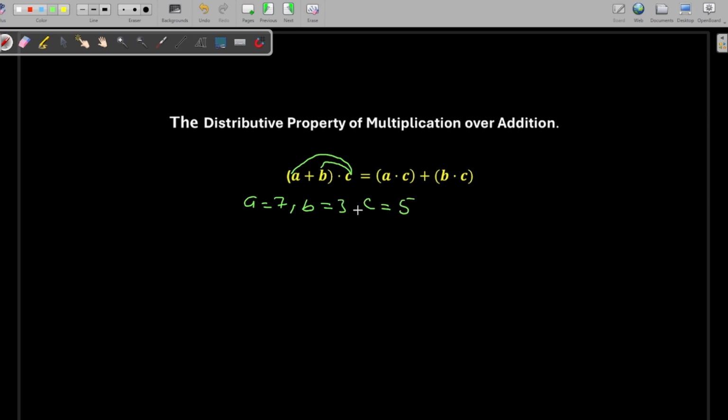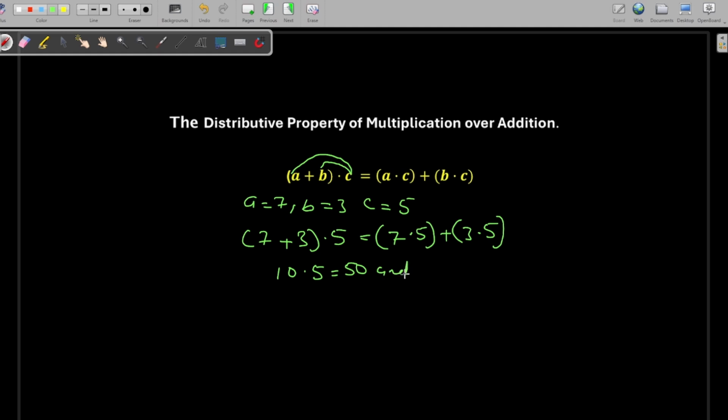So when we substitute into this expression, we have open bracket, A is 7, plus B is 3, close the bracket, multiplied by C, which is 5. We said it's equal to open bracket A, 7, multiplied by 5, plus B, which is 3, multiplied by C, which is 5, close the bracket. So let's simplify what we have in these parentheses. So 7 plus 3 will give you 10, multiplied by 5. We know that 10 multiplied by 5 will give us 50.